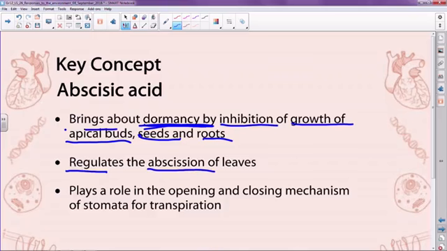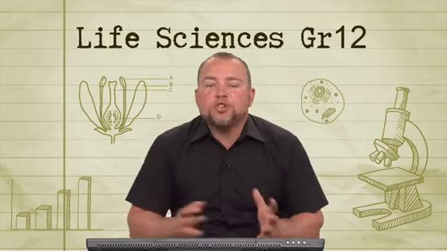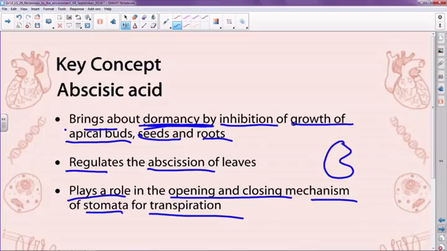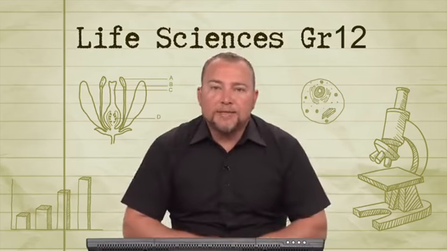Next one, it plays a role in the opening and closing mechanism of the stomata and transpiration. So it doesn't just make things dormant, it also opens and closes the stomata. Remember, your stomata have got their guard cells. And it opens and closes this little hole that happens here. That's what abscisic acid does. Those are the three plant hormones that we're looking at.